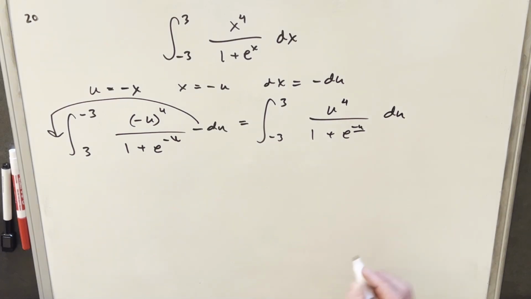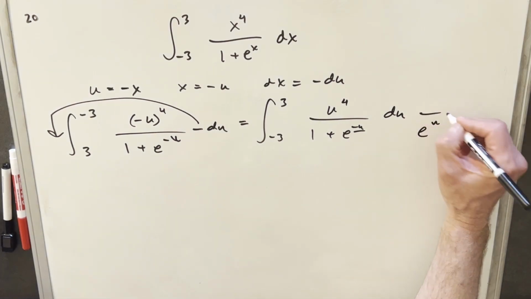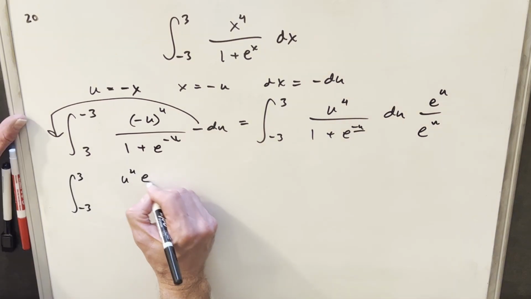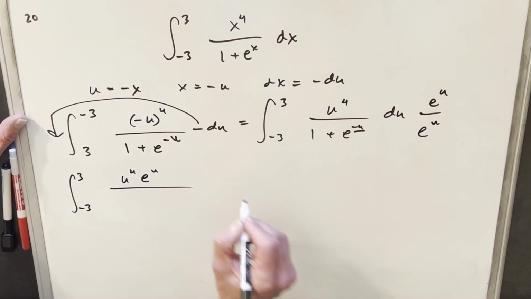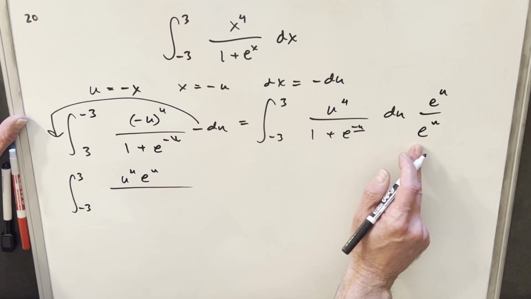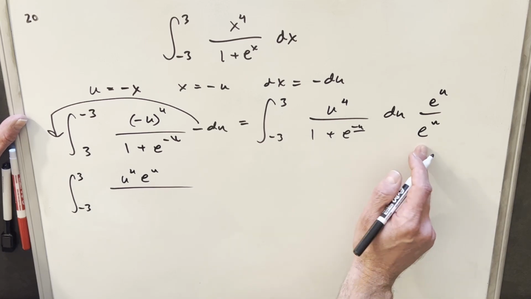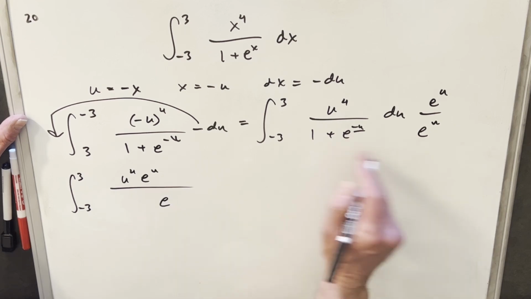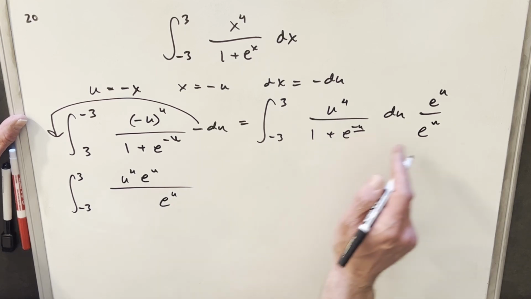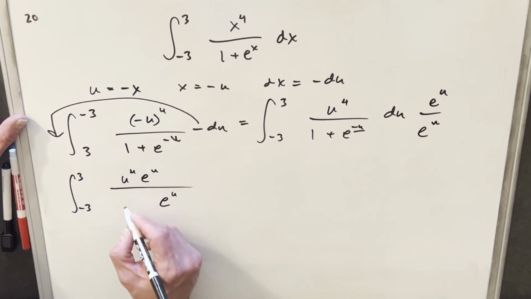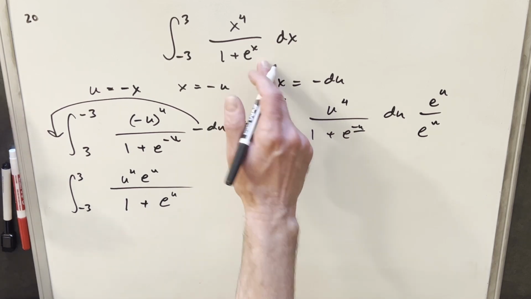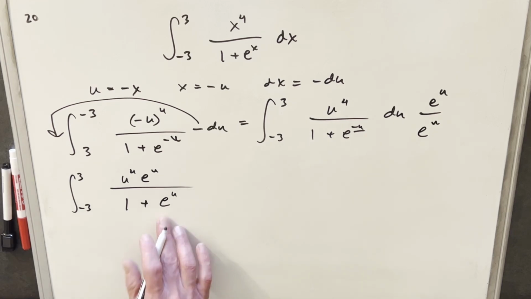What I'm going to do is multiply numerator and denominator by e to the u. So that's going to give us u to the fourth, e to the u in the numerator. And then when we multiply it in the denominator, the first term we're going to have 1 times e to the u is e to the u, and then e to the u times e to the minus u is a 1. Noticing I changed the order because I want it to look like that. Not that I needed to, but just to make it clear.